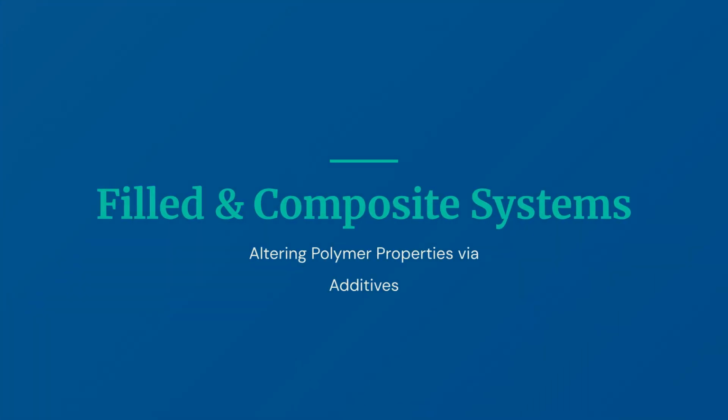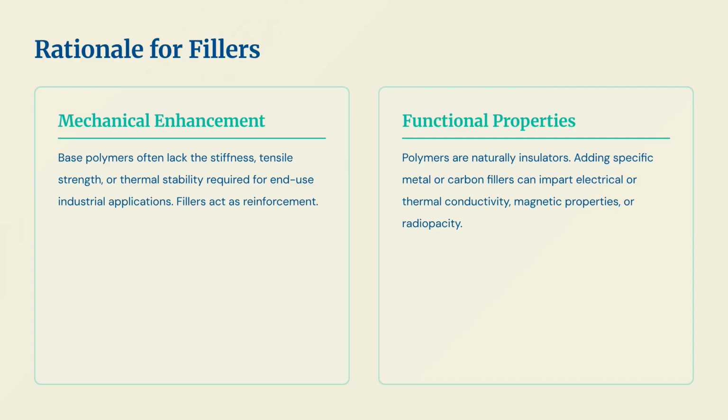Now, let's explore filled and composite systems, where we modify basic polymer properties using additives to enhance the performance of the final parts. Fillers serve two main roles: mechanical enhancement and introducing functional properties. By adding reinforcement, we can increase stiffness and strength. Additionally, specific fillers can turn insulating polymers into materials with conductive or magnetic properties.